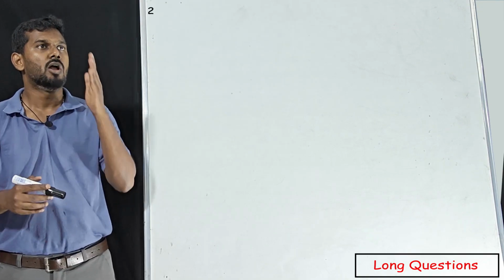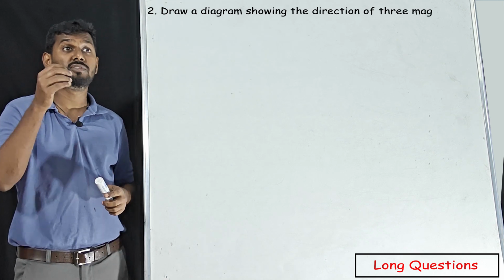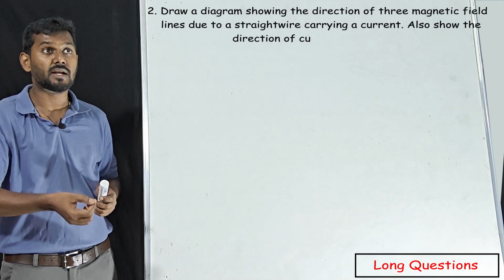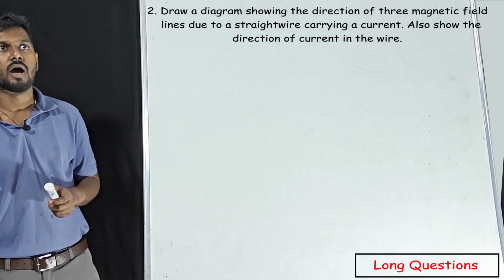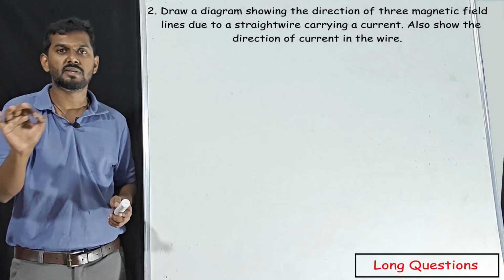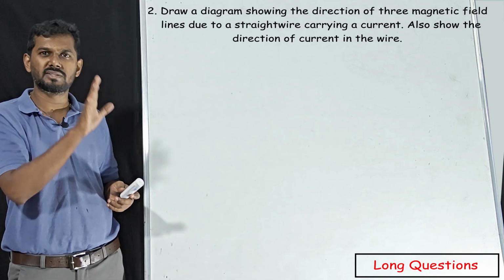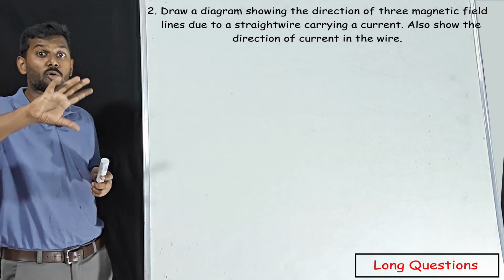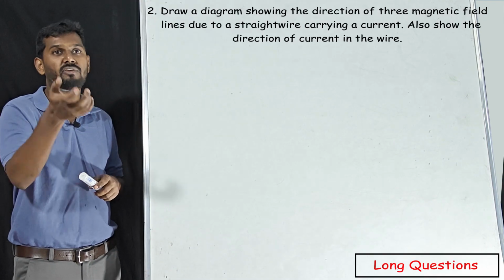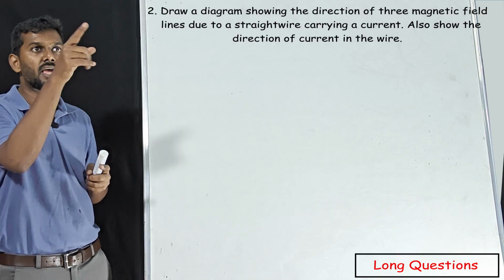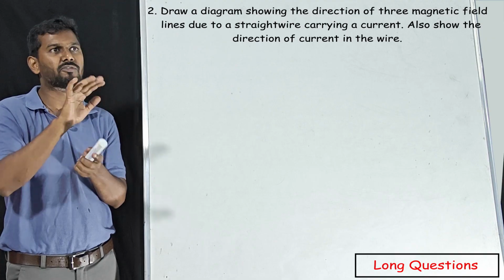Our next question: draw a diagram showing the direction of three magnetic field lines due to a straight wire carrying a current, and also show the direction of current in the wire. Very simple question. This is what we have learnt in the concept video. Here also we are going to draw, because this is a very simple diagram, and the way of asking the question is different. In the concept video, the concept was very direct. Here they just twisted it in a different way.